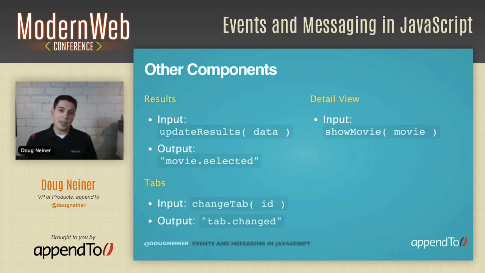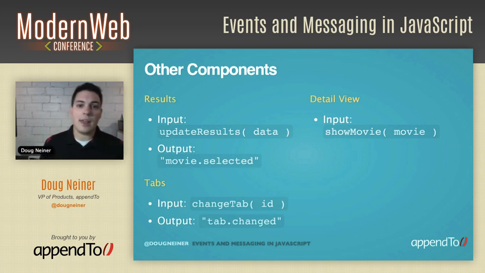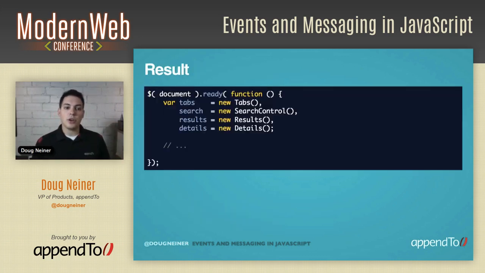When you say show movie and give it some code, it's going to know how to render that and properly display it. So now we've split this up into these components. We have a tabs, search control, a results, and details. And we have these separate components now that we can use. And this, again, works using any number of object patterns here. As long as you have an event emitter, you'll be able to do this.